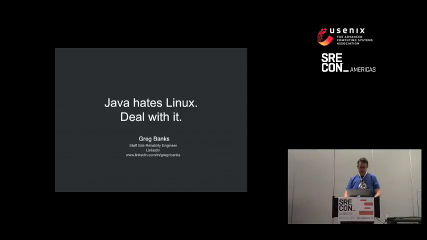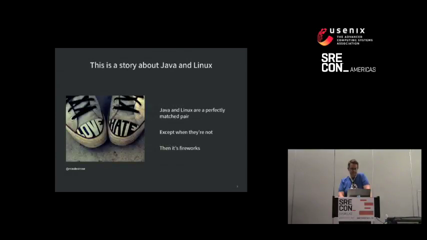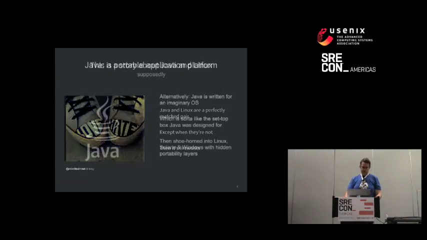Okay, so I'm going to talk to you about Java and Linux and their complicated relationship. There are two very important technologies that are kind of a matched pair. They go together a lot. We use them a lot. We have lots and lots of these instances running at LinkedIn. And most of the time they're just fine. They're all good, except when they're not. Then everything is a bit of a firework.